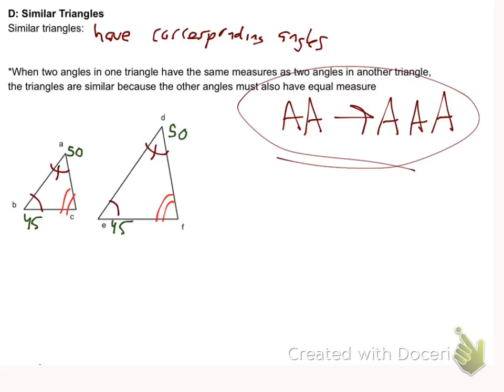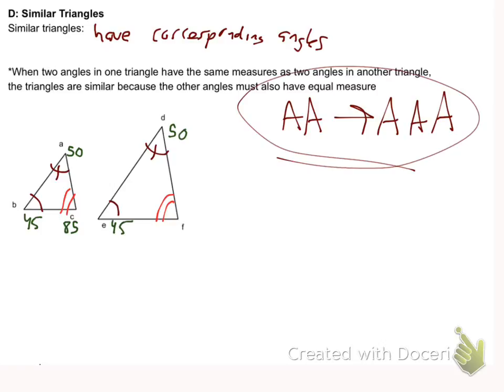What's angle C? Might have to take a calculator out. That's 180 minus 45 minus 50. What's angle C? It'd have to be what? 85?